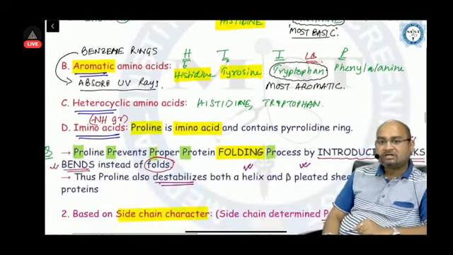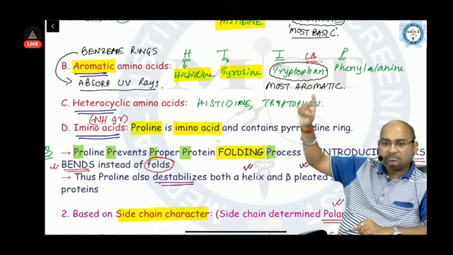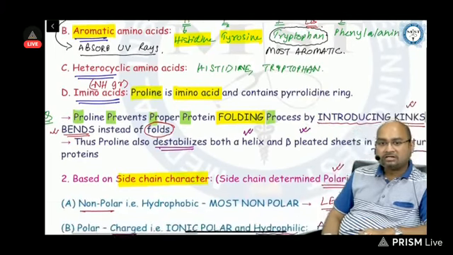Please try to understand. Aromatic amino acids can absorb ultraviolet rays, and tryptophan being the most aromatic, it will absorb maximum ultraviolet rays.